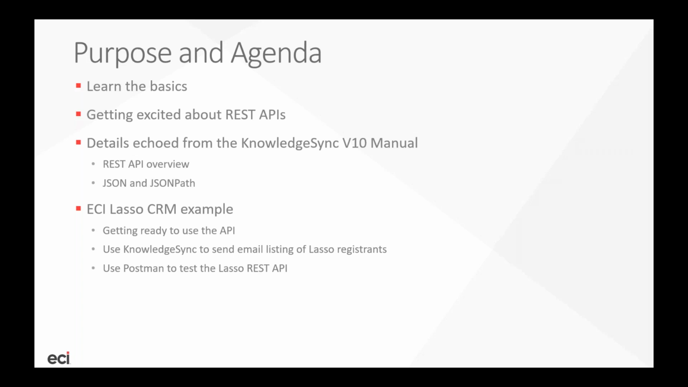And then we'll go into an example within KnowledgeSync where we'll connect to our own Lasso CRM. Lasso is one of our ECI products, and we'll talk to the REST API that is part of that product. We'll look at what we need to do before we start calling APIs, some of the preparation that we need to do. As mentioned, we'll do that example. And then I'll take you through a quick showing of an application called Postman, which is very common and perhaps the most popular application for testing or troubleshooting REST APIs.